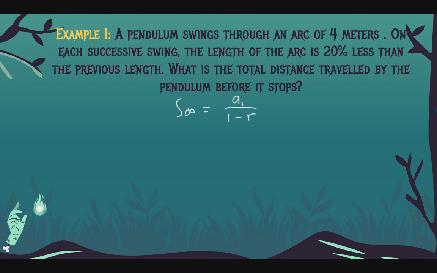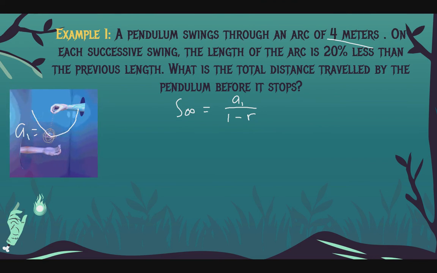Obviously, ito yung una. Ano ba muna yung pendulum? Ito pala muna yung pendulum. Sorry. Ito. Nagsiswing siya. So, imagine natin na ang swing niya ay pag ganito. And 4 meters yung kanyang swing. So, yan po yung una niyang, sa unang swing, 4 meters. So, ang A sub 1 is equal to 4.